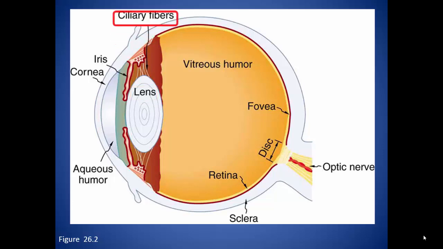The lens can change its shape a small amount via the ciliary fibers. These are small muscles that act to change the curvature of the lens in order to focus on objects at various distances. This changes the focal length of the lens and is known as accommodation.